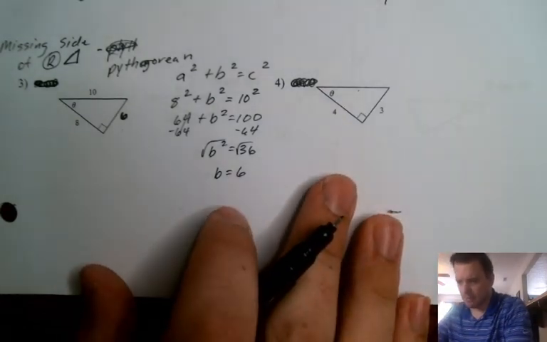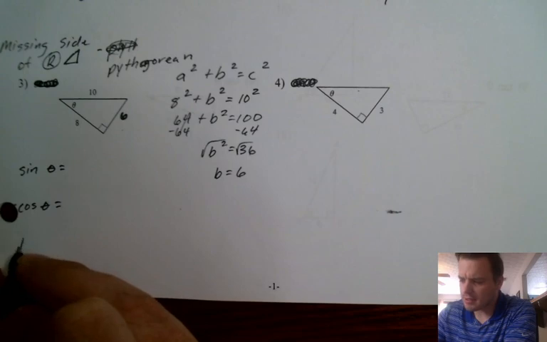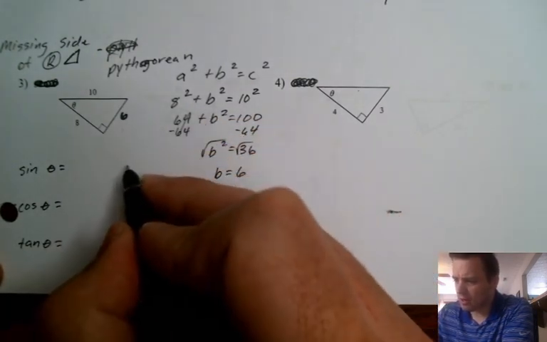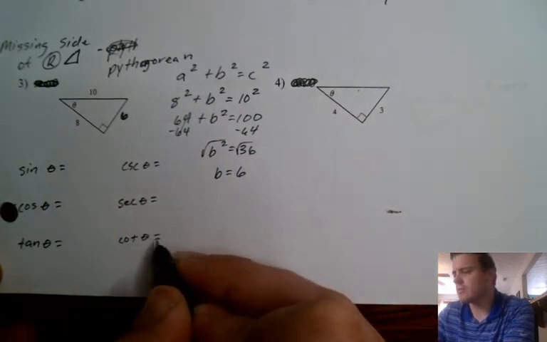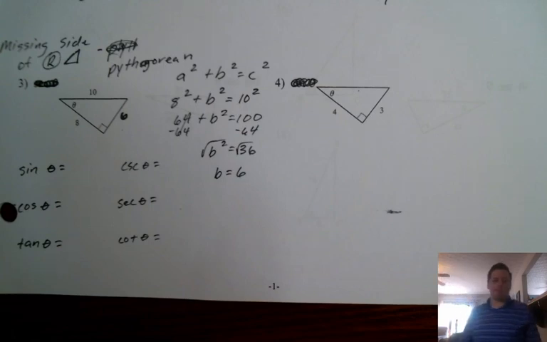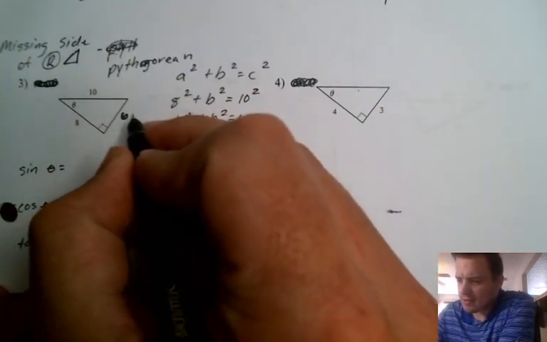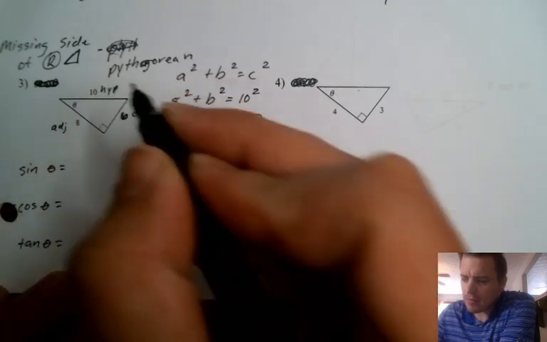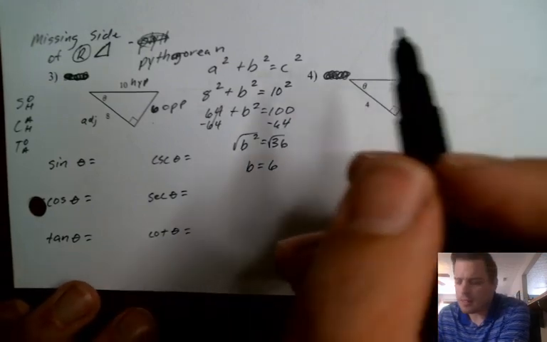Now we have that knowledge, we go and get all trig functions. Sine theta equals, cosine theta equals, tangent theta equals, cosecant theta equals, secant theta equals, cotangent theta equals. Okay, so then we just identify opposite, adjacent, hypotenuse. All right, and then Sohcahtoa.